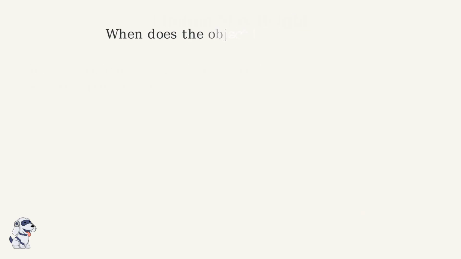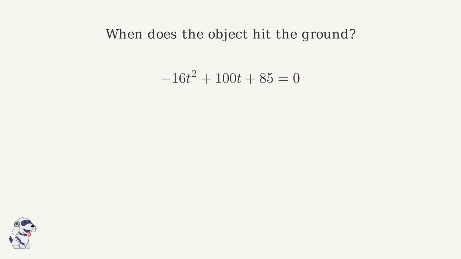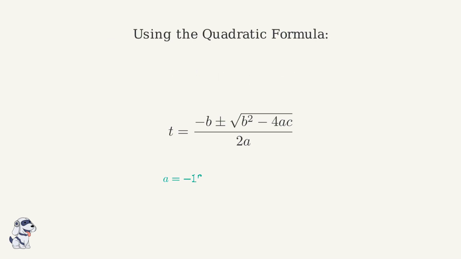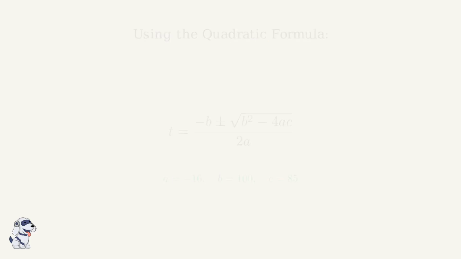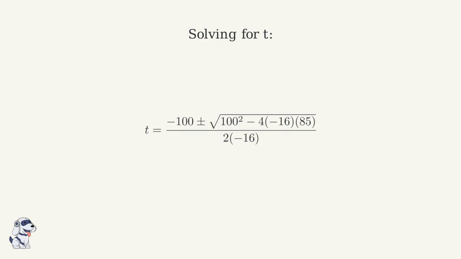To find out when an object hits the ground, we set its position function to 0. This gives us a quadratic equation. Negative 16t squared plus 100t plus 85 equals 0. We use the quadratic formula where a is negative 16, b is 100, and c is 85. Plugging these values in is the most reliable way to solve for t. When we substitute our numbers, we get 2 possible values for t after calculating the discriminant.